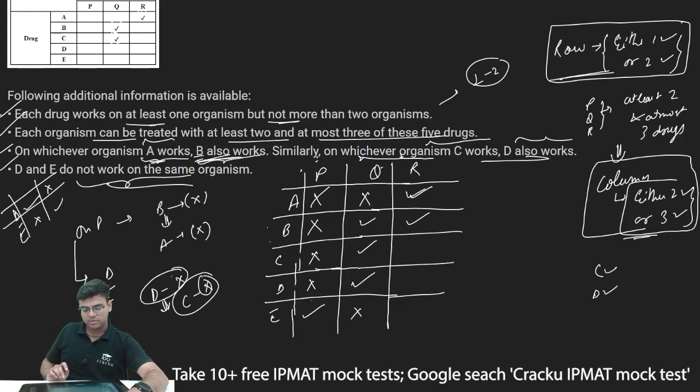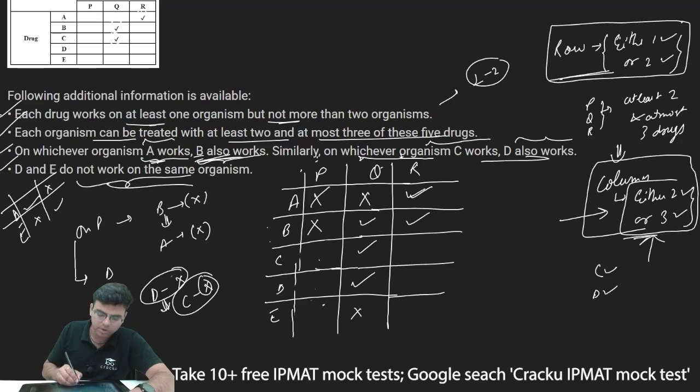But can you say this case is possible? It is clearly given that in a column either 2 or 3 ticks should be there, but there is only one tick. It should be at least 2 and at most 3, because each organism can be treated by either 2 drugs or 3 drugs. So I can say this will falsify my conditions, it will contradict my condition number 2, and therefore I can say my assumption that D does not work on P and E works on Q will be false.